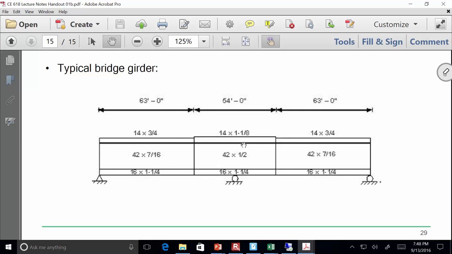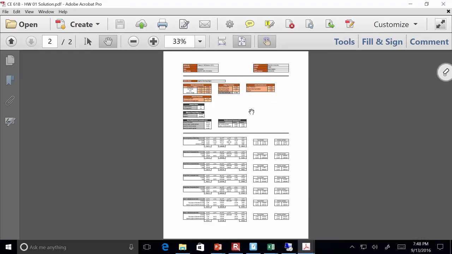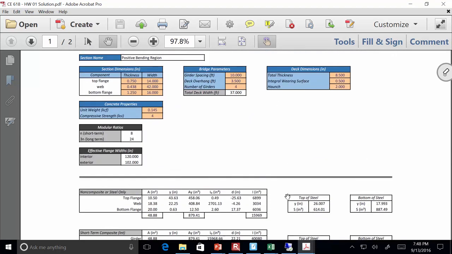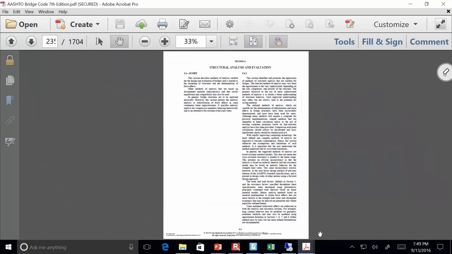All right, a couple other things I want to refer to. Number 1 is this. I know I just said there's not much difference between the positive and negative bending regions, but we are going to need some values from this sheet, so I'm going to pull back and forth from that. I'll try to zoom in, make sure everybody can read what I'm doing and why I'm doing it. Sound good? And the last thing I'm going to do is refer to the spec.